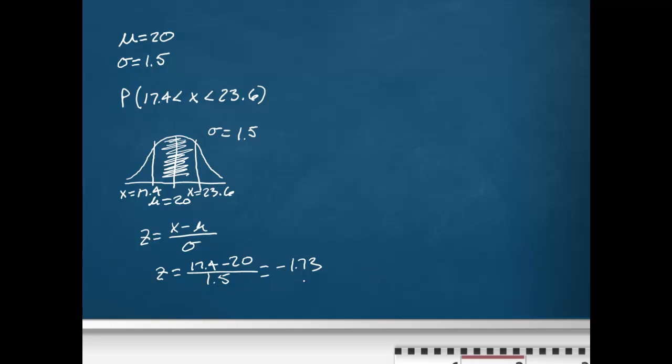For the second one, we'd have z equals 23.6 minus 20 divided by 1.5, which would give us 2.40. So we'll need to find this area that is shaded to the left of the mean and this area that is shaded to the right using these two z values, and we can use StatCrunch to do that very easily.